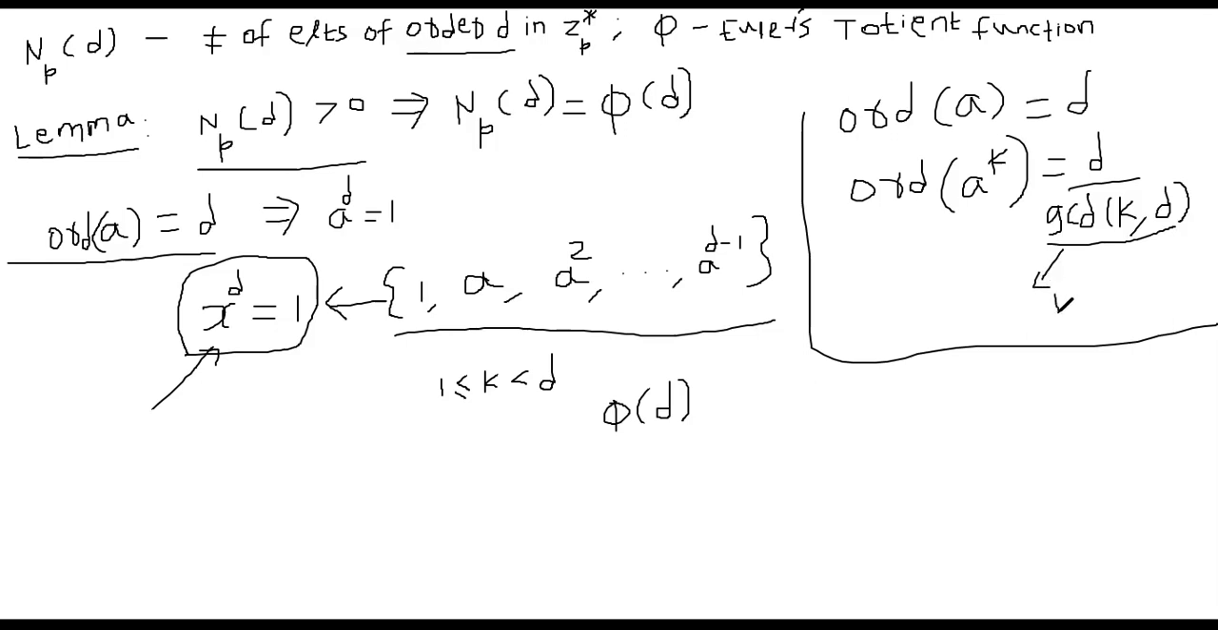So we are going through this set and counting how many powers of a will have this property that gcd of k comma d is 1, where k is the power: power 1, power 2, and so on. That's nothing but phi of d. That's the definition of Euler's totient function. So what did we prove? We proved that there are phi of d elements with order d in the group Z star p. That's basically it. Thank you very much.